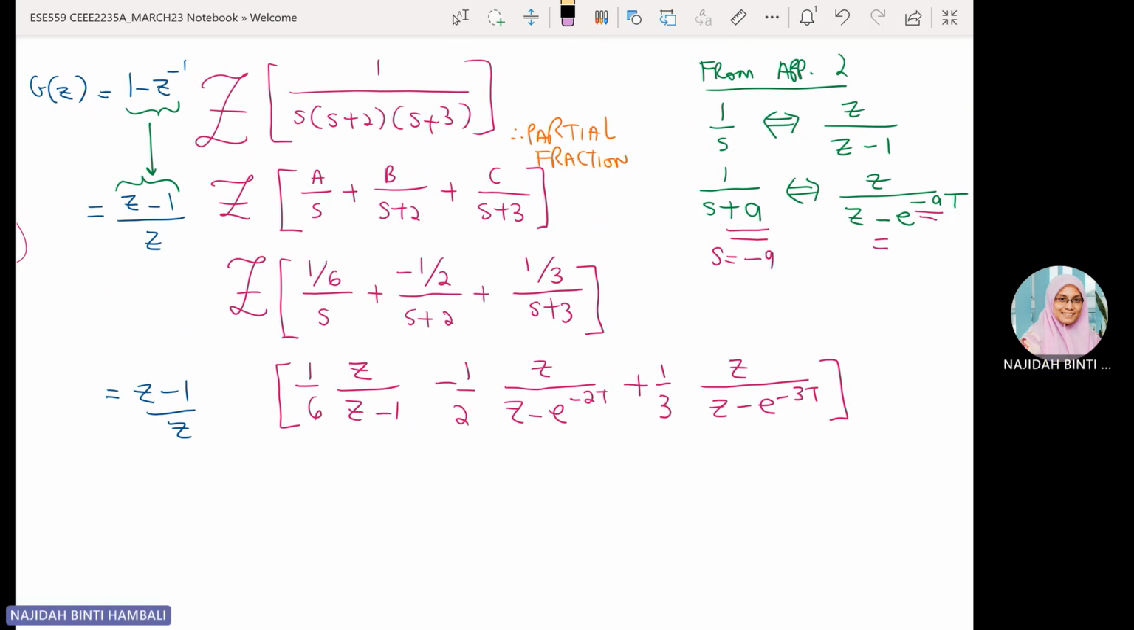Z minus 1. Okay. So at this moment, selalunya, Z ni, you boleh cancel dengan this one. Semua. Betul. Okay, yang mana boleh cancel, cancel dulu. One over 6. Tinggal 1/6 sahaja. Betul. Second.